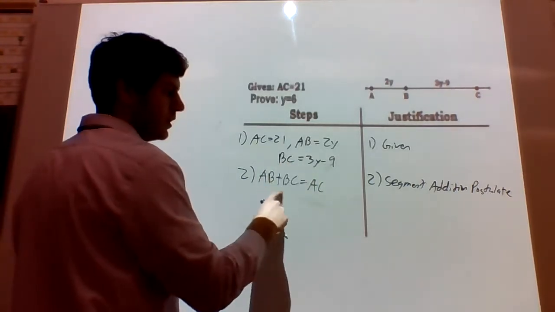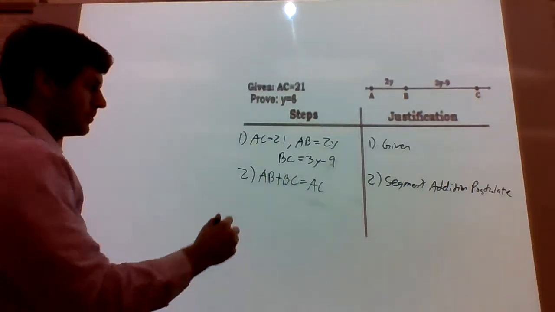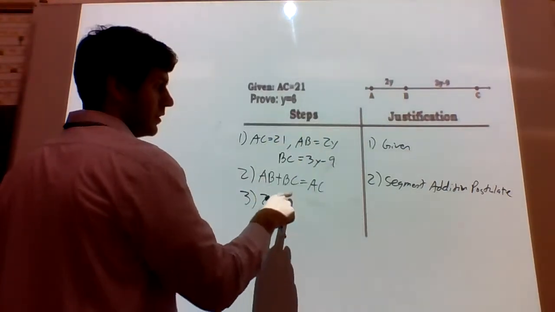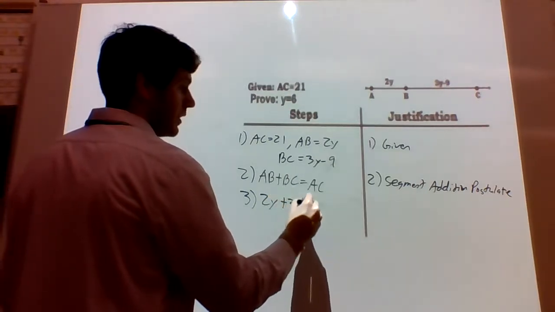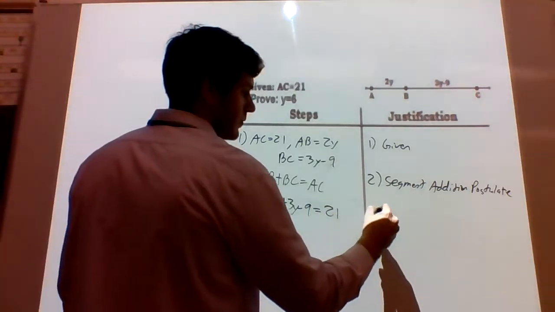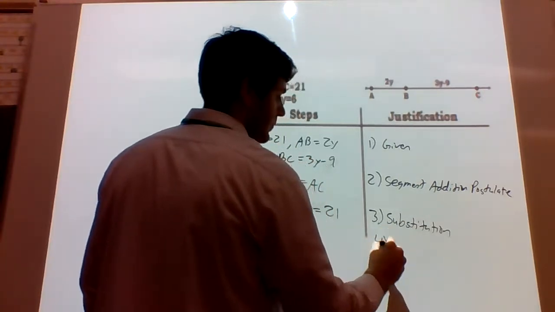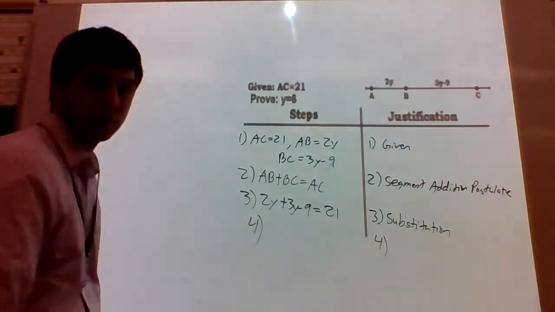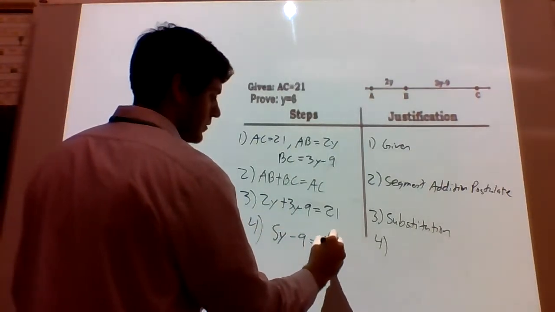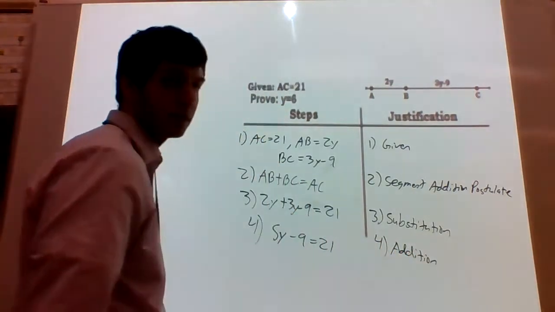So the distance between A and B plus the distance between B and C equals the distance between A and C. Then we can use substitution. AB is 2y. BC is 3y minus 9. AC is 21. That's, again, substitution. Addition or combine like terms, we get 5y minus 9. So addition, or combine like terms.